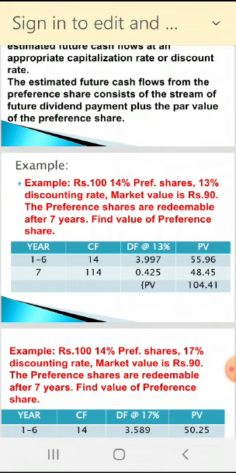Annuity factor tables and discounting factor tables are readily available at the end of standard books, and with the help of a calculator, how to calculate that I have also explained a number of times. So 114 multiplied by 0.425 is equal to 48.45. Make the total of these two. So we will find sigma present value is equal to 104.41. It is above par value, 104.41.